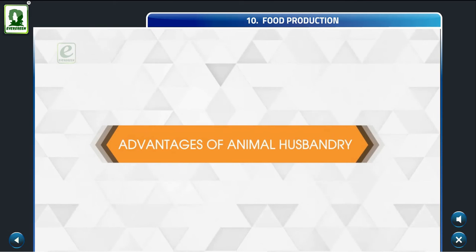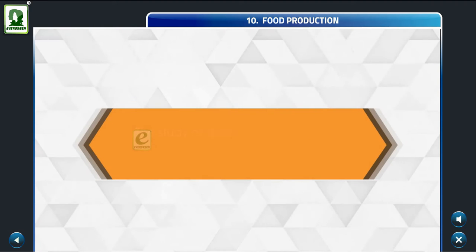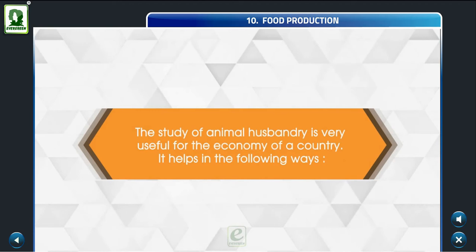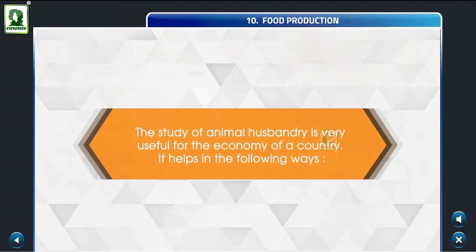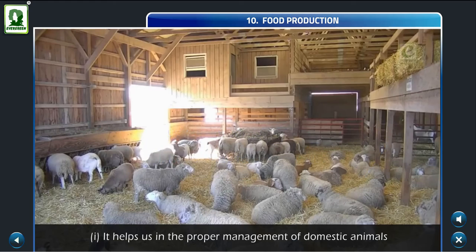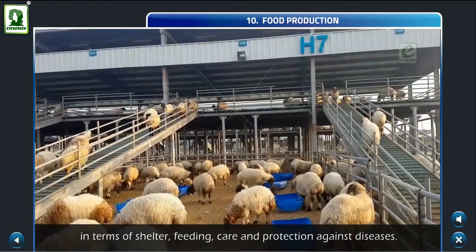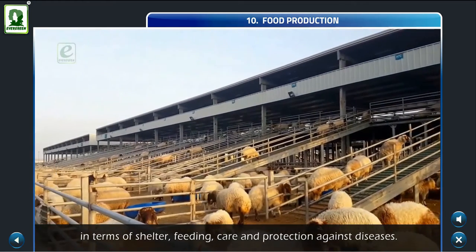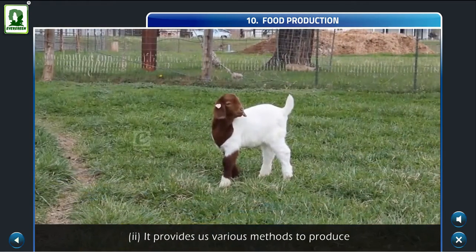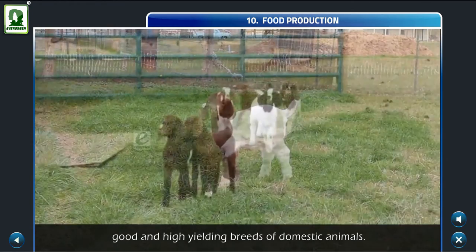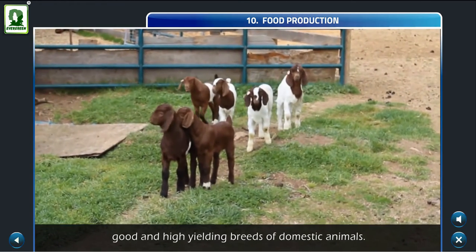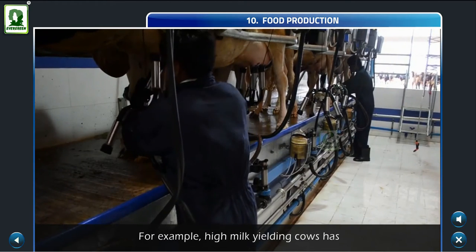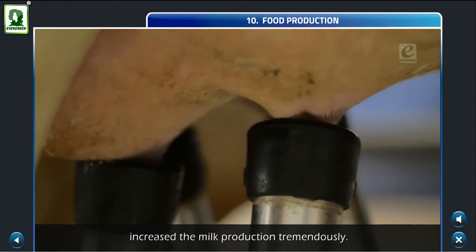Advantages of animal husbandry. The study of animal husbandry is very useful for the economy of a country. It helps in the following ways. It helps us in the proper management of domestic animals in terms of shelter, feeding, care, and protection against diseases. It provides us various methods to produce good and high-yielding breeds of domestic animals. For example, high milk-yielding cows have increased the milk production tremendously.